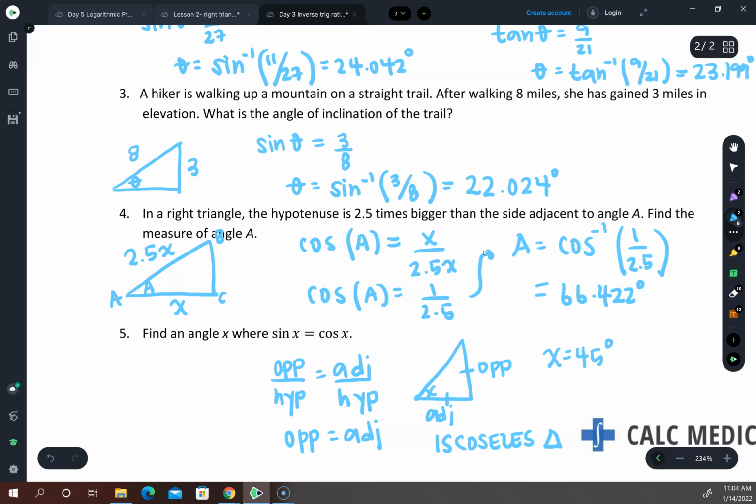Well, let's check it out. What is sine of 45? If you plug this in your calculator, so sine of 45, make sure you're in degree mode, and cosine of 45, do you get the same answer? I do, right? So it's 0.707. It's going to be the ratio of 0.707. Good deal. All right, let me know if you have any questions.